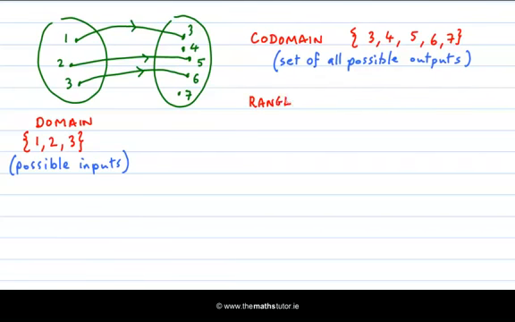But we also have a thing called a range. And the range is just 3, 5 and 6. Because these are the actual outputs. The set of all actual outputs. So there is a distinction between the codomain and the range. If you see a mapping like this, the codomain is all of the possible outputs, whereas the range is all of the actual outputs.